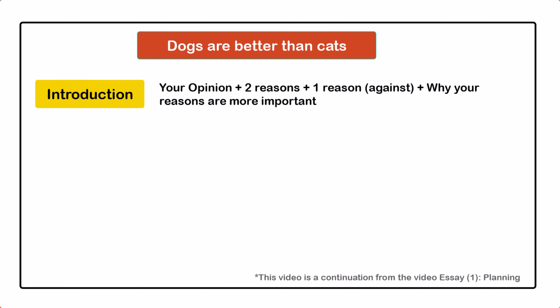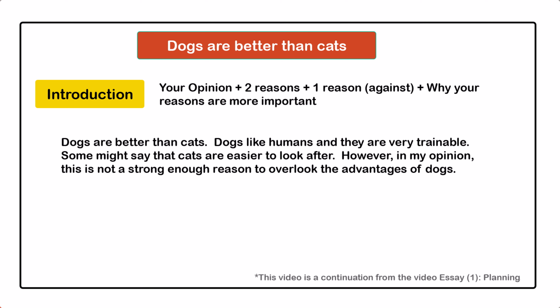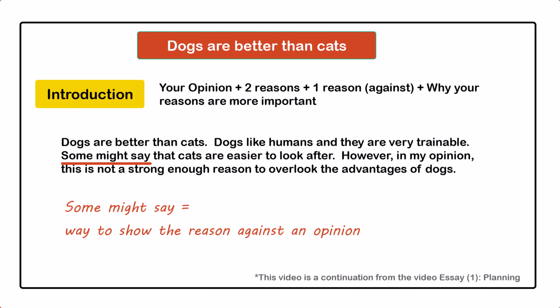Like this: dogs are better than cats. Dogs like humans, and they are very trainable. Some might say that cats are easier to look after. However, in my opinion, this is not a strong enough reason to overlook the advantages of dogs. Notice how I said "some might say" before giving the reason against my opinion? That's a great way to show the reason against an opinion.